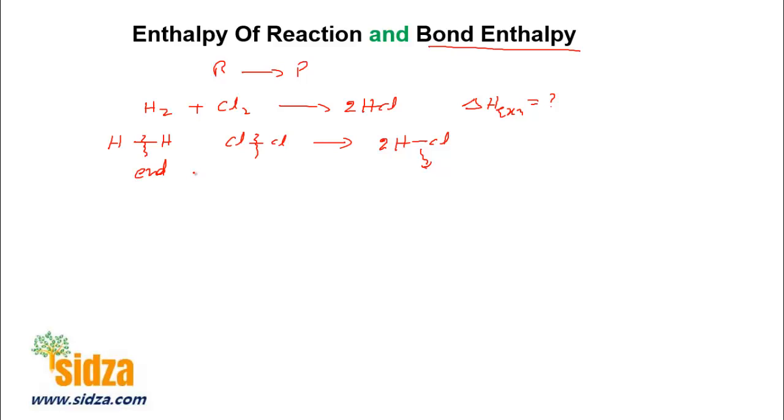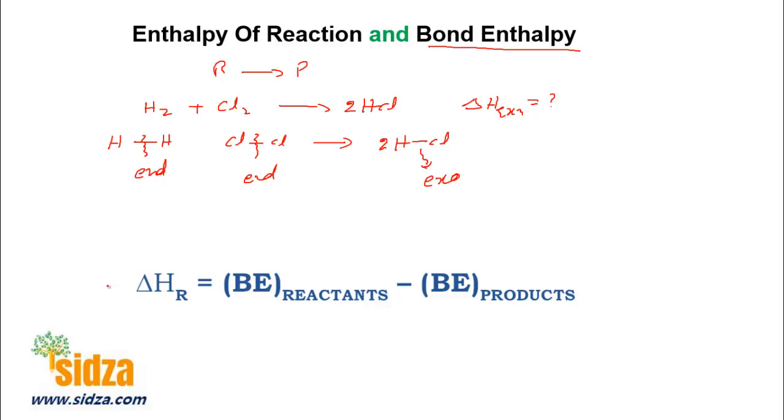You need energy here to break the bond, you need energy here to break the bond, and when products are formed, there is actually bond formation, and when bond formation takes place, energy is released. So this step is exothermic. Now the total energy change of this reaction, you can find from the bond dissociation energy of the reactants and the products. And how do we calculate it? The formula is the enthalpy of a reaction will be equal to bond energy of all the reactants minus bond energy of all the products.